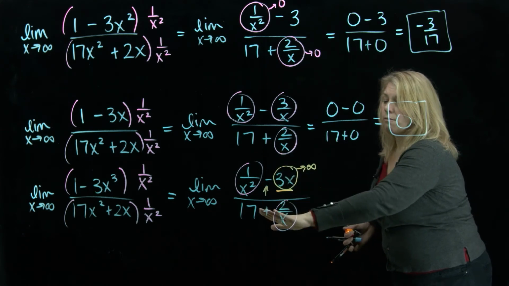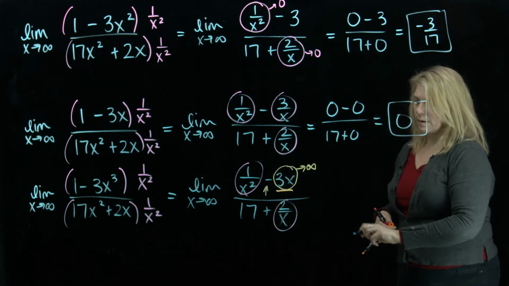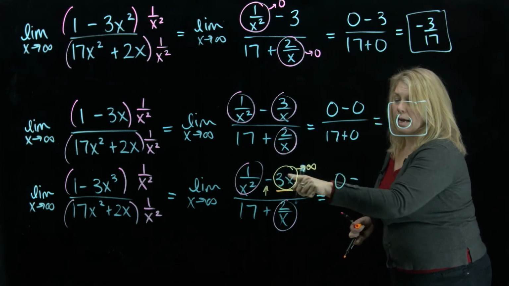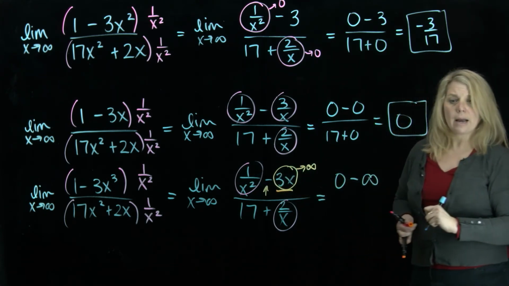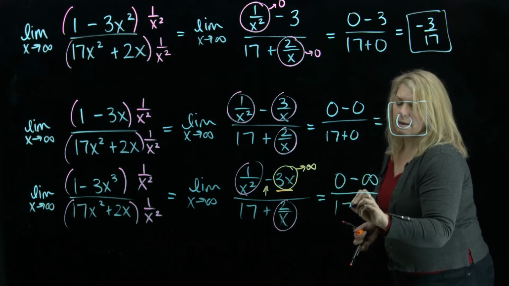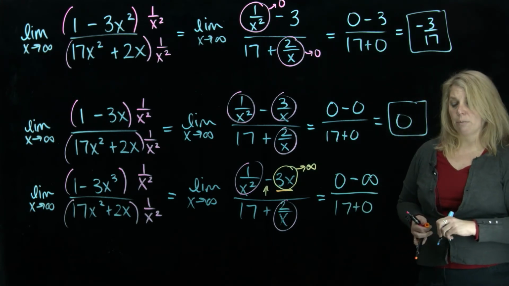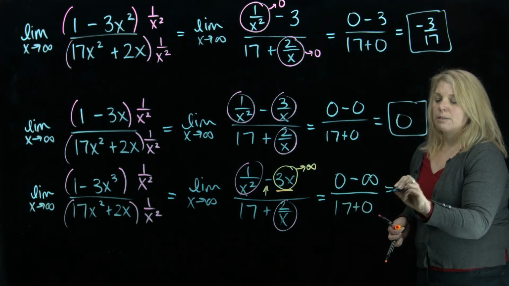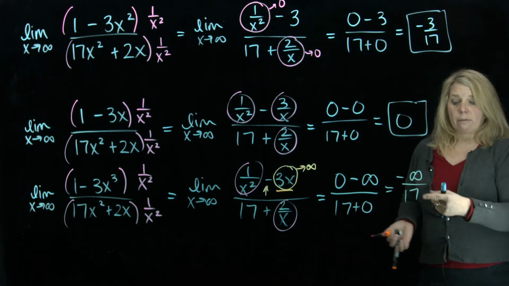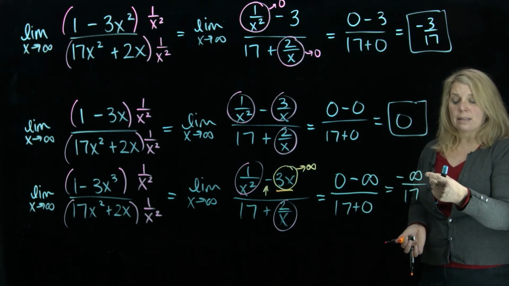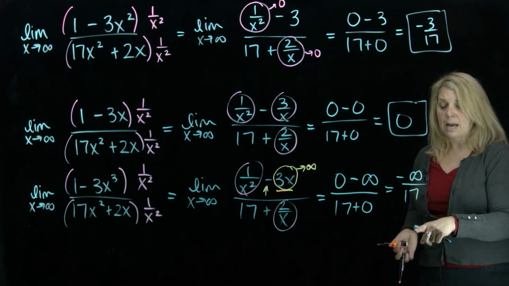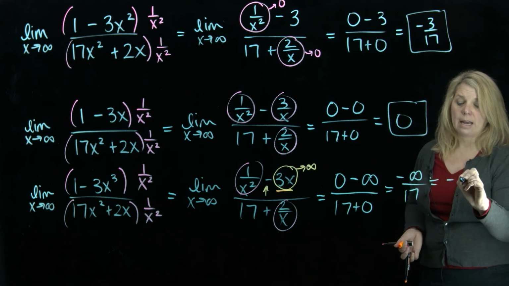But when I think about the overall pieces of this and think about putting that all together, on the numerator I have something approaching 0 minus something growing in size. So that'll approach negative infinity on the numerator. And then 17 plus 0, the denominator will approach 17. So negative infinity over 17. So even when I have a very large number, large in size, and divide it by 17, I still end up with a very large number, large in size, but negative, so negative infinity.